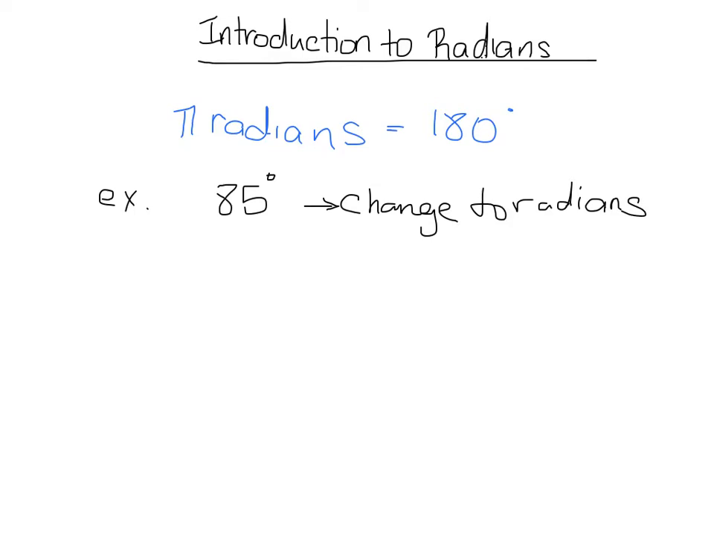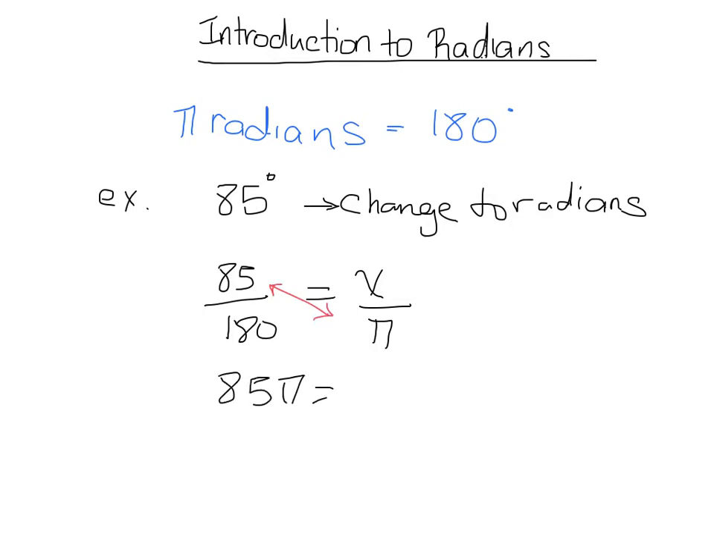You can set it up like a proportion here. 85 out of 180 is the same thing as saying some unknown amount of radians over pi. So part over whole is equal to part over whole. Then you can cross multiply to figure it out. When you cross multiply, you get 85 times pi is equal to 180 times x. And we want to know what x is, how many radians.